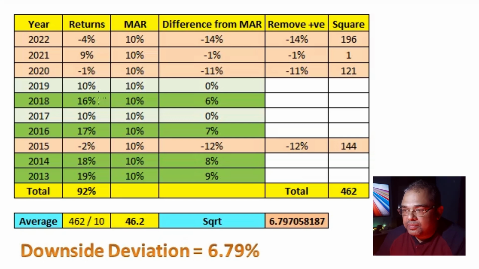Now from the graph here, from the numbers that you see, you expected a 10% return, but this company has given these returns: -4%, 9%, plus 9%, -1%, plus 10, 16, 10, 17, -2, 18, 19% returns in the last 10 years. While your average return that you were expecting was 10%. So what is the difference that the company has given from your expectations? The difference is -14% for the last year.